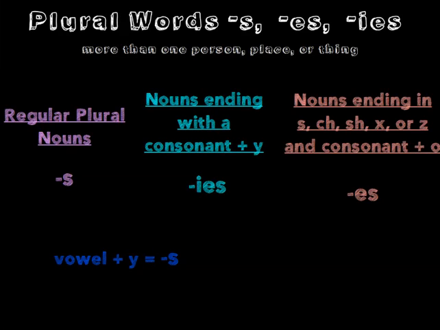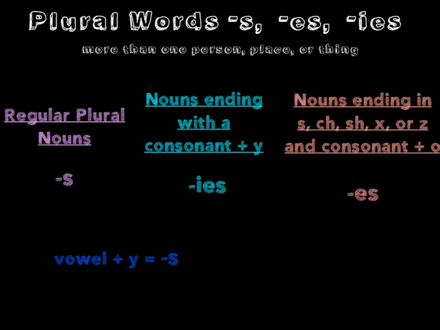Today, we're going to learn all about plural words ending in S, ES, and IES. Plural simply means that you have more than one of something. You could have more than one person, more than one place, or more than one thing. If we only had one, it would be called singular. But these words will represent more than one, plural.